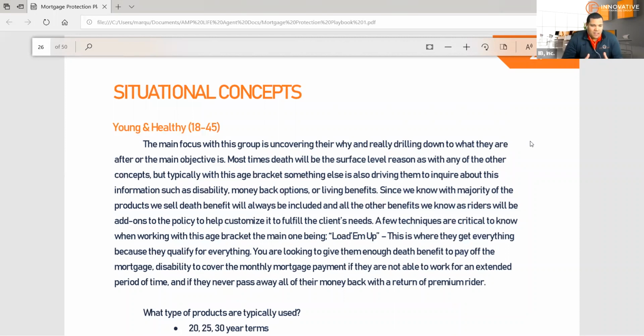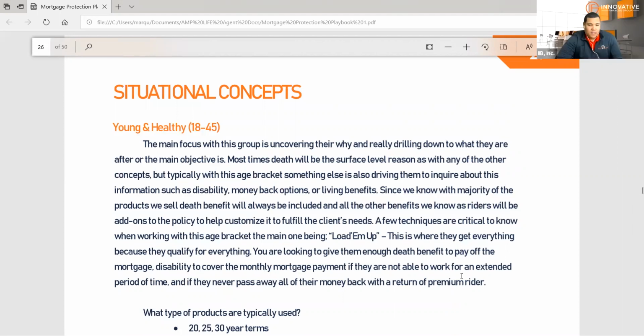But in this concept, what I'm usually looking for is, once I understand what they're looking for, whether it's the basic death piece, disability, money back options, or some living benefits, to get them understanding that what we're trying to do is protect the house. If something happens to you, your family gets taken care of, whether it be future family, spouse, children, and so forth, or if it's parents, the house goes back to them, to give them an option to figure out what to do with it. But one of the main things I try to do in this concept is to load them up.